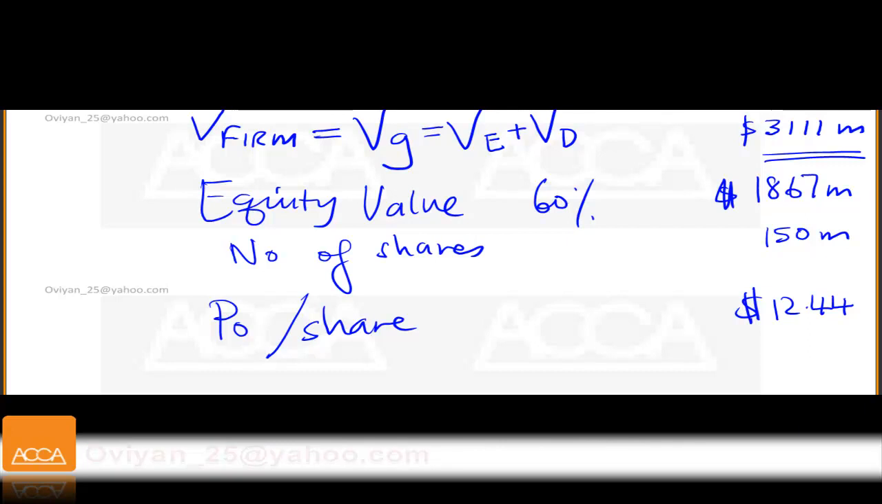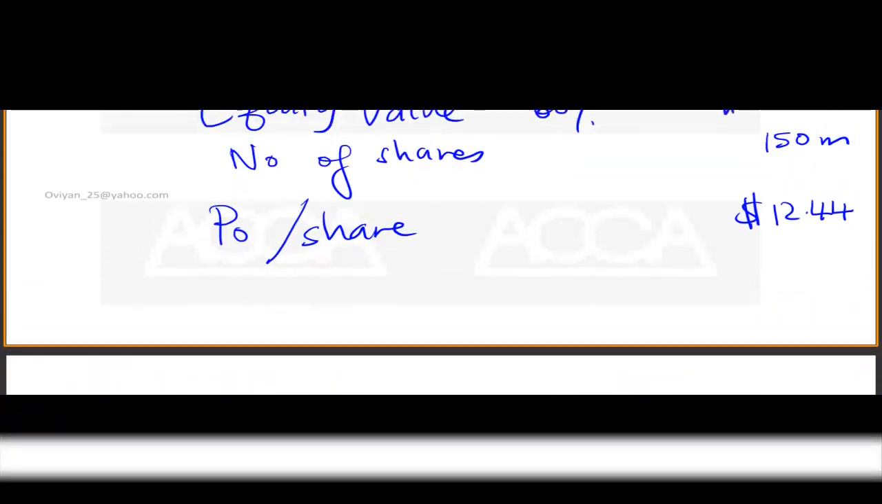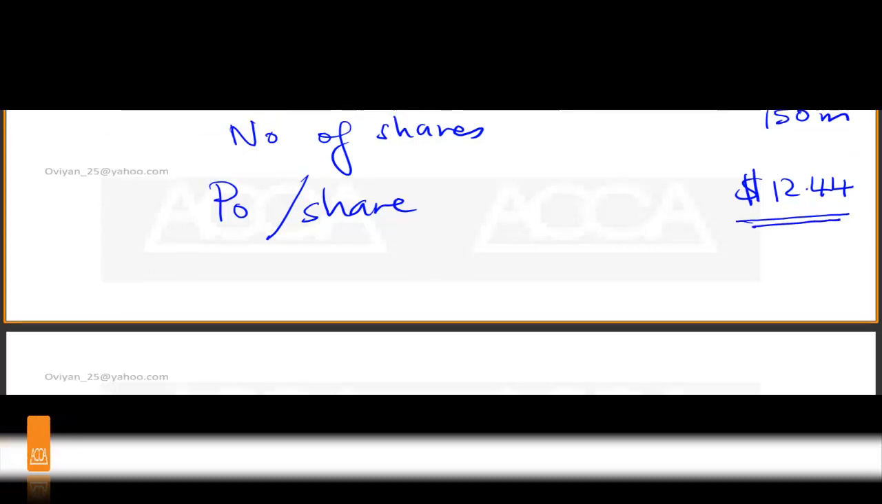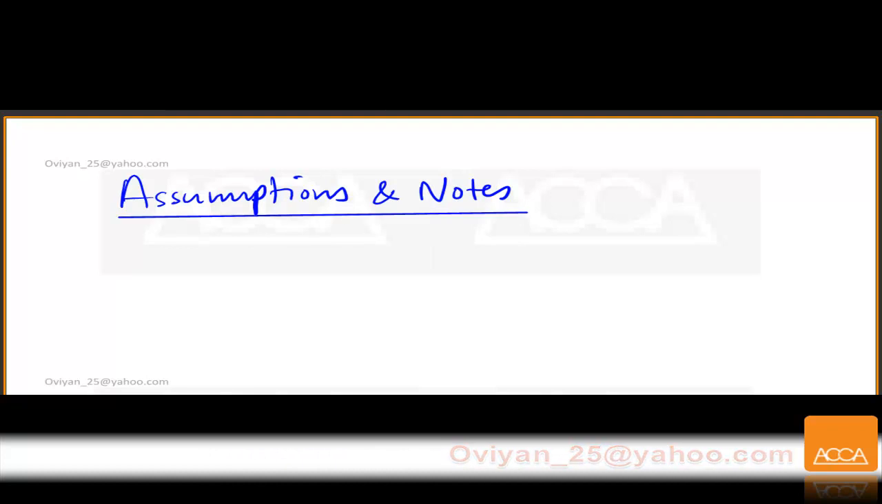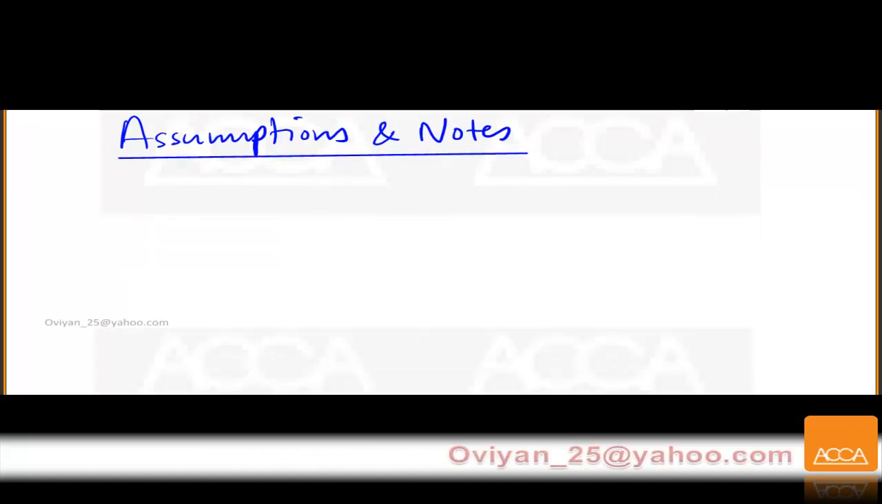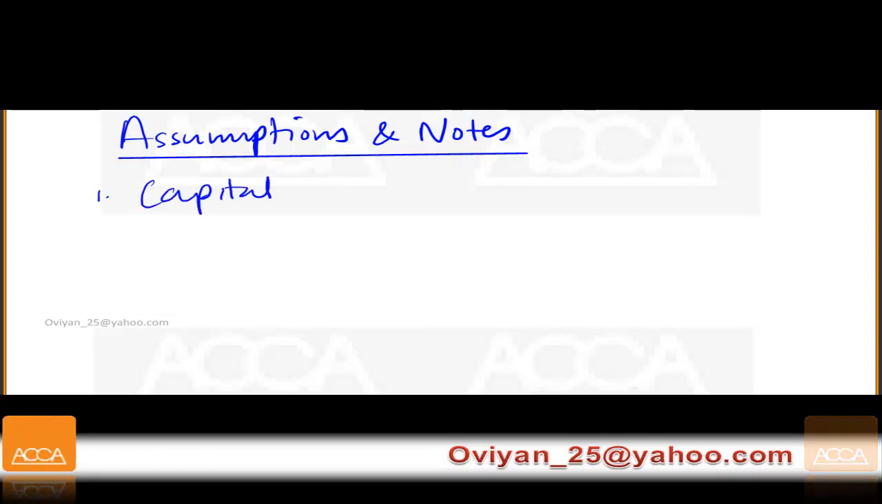Now you can stop here and go to the next part, but I like to give you a full answer. If I've got the time, I'm going to write some assumptions and notes here. This is going to be your marks. Remember, P4 is not just about calculation, it's also about writing something about what you have calculated. The first point I would like to make is capital structure.